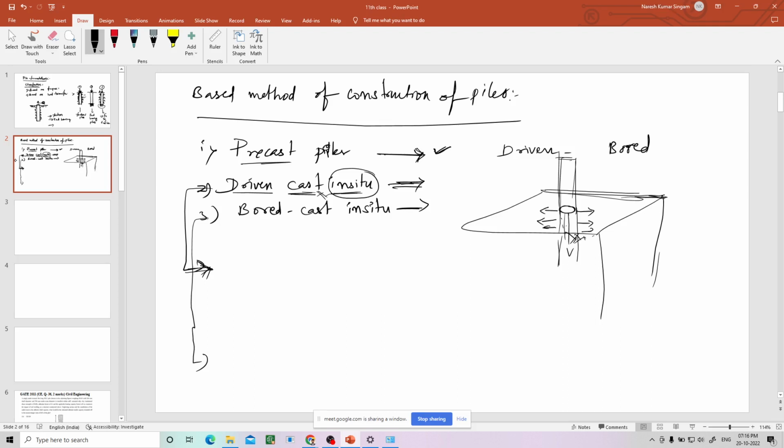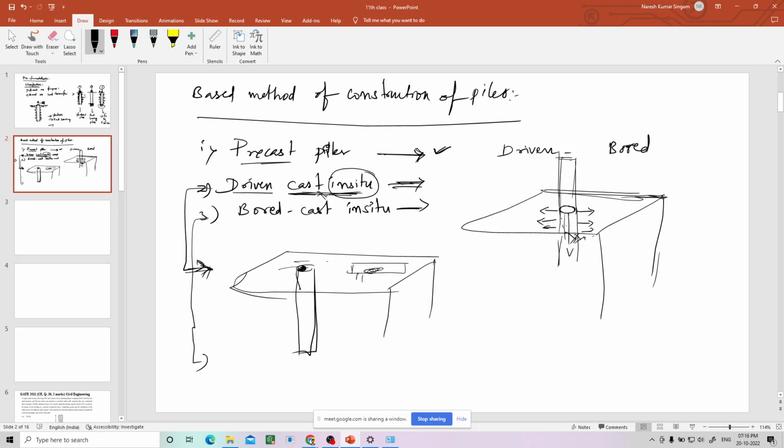Yes. See, there is a land here. Suppose, how do you construct a pile in situ? In situ doesn't mean that, suppose this is the site, you are casting the pile somewhere here in a horizontal position and bringing all those instruments. It's not that. Cast in situ means you are directly constructing in the hole.